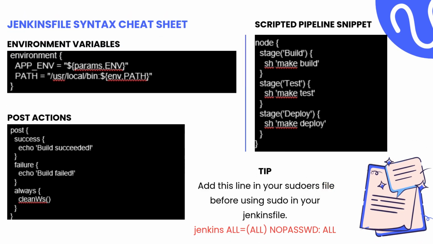This cheat sheet shows how to use environment variables, post actions, and scripted pipelines in Jenkins. Environment variables let you pass values like the target environment. Post actions handle success, failure, or cleanup after a build. Scripted pipelines, written in Groovy, give full flexibility to define stages like build, test, and deploy. Together, these features make pipelines powerful and adaptable.